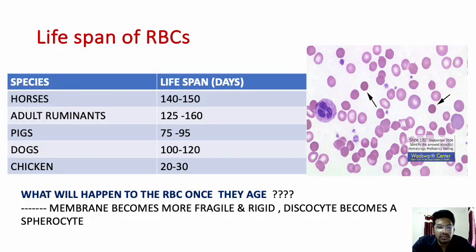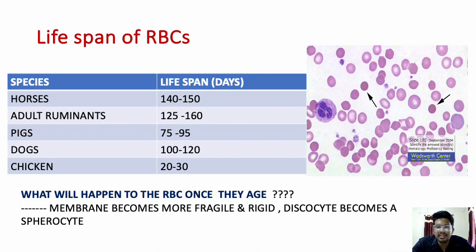The lifespan of the RBCs. Every cell that is produced will be destroyed at one time or another. So the lifespan of RBCs is given in tabular form. You can see horses have 140 to 150 days, adult ruminants 125 to 160 days, pigs 75 to 95 days, dogs 100 to 120 days, almost similar to human beings, and chickens 20 to 30 days.